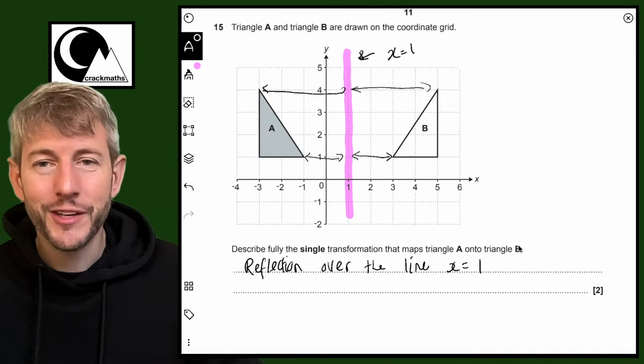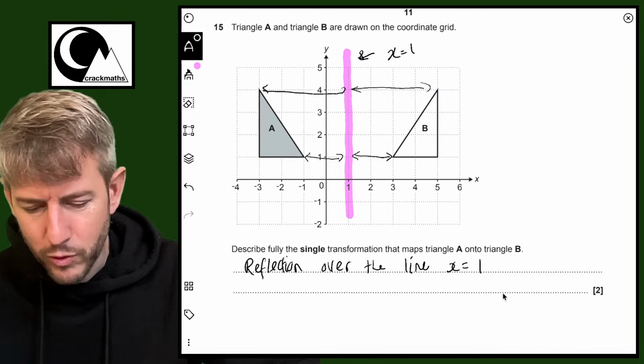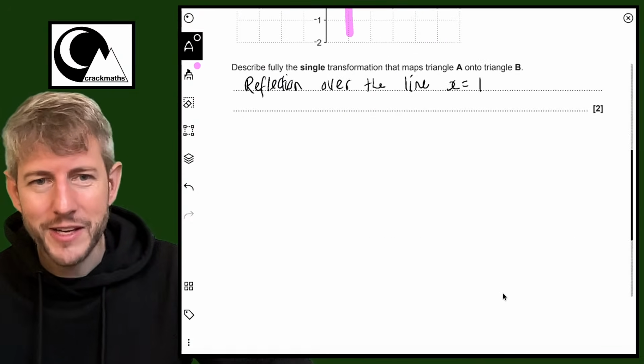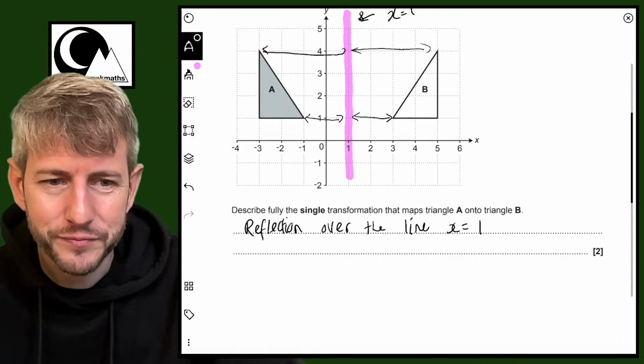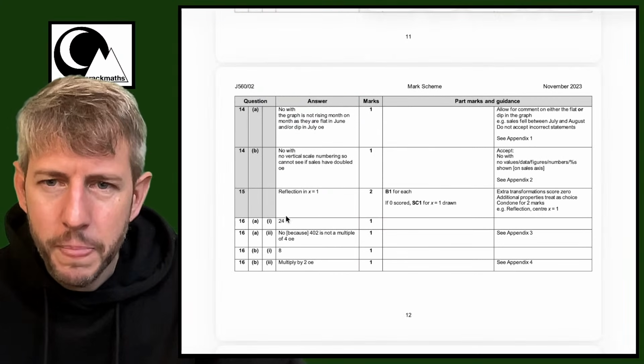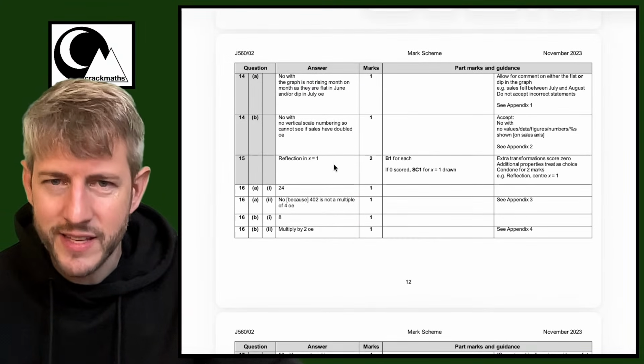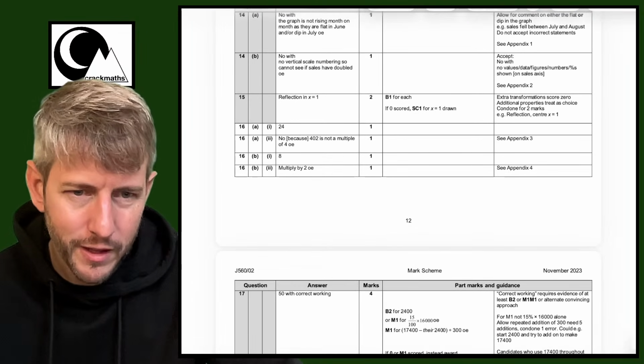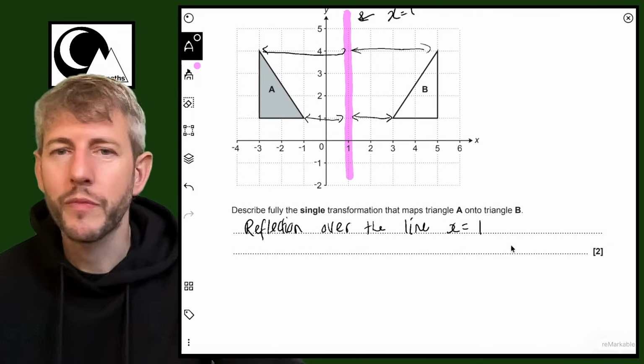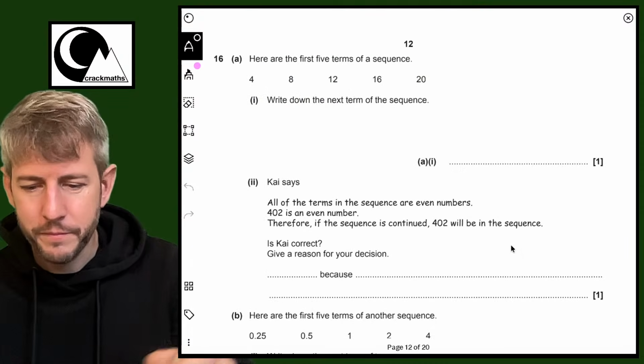Right, let's have a look. Oh, maybe there's more. No, no more to that page. Let's quickly check that that is correct. Okay, so here we go. Reflection in the line x equals 1. Perfect. Okay, here we go. Back onto the next one.